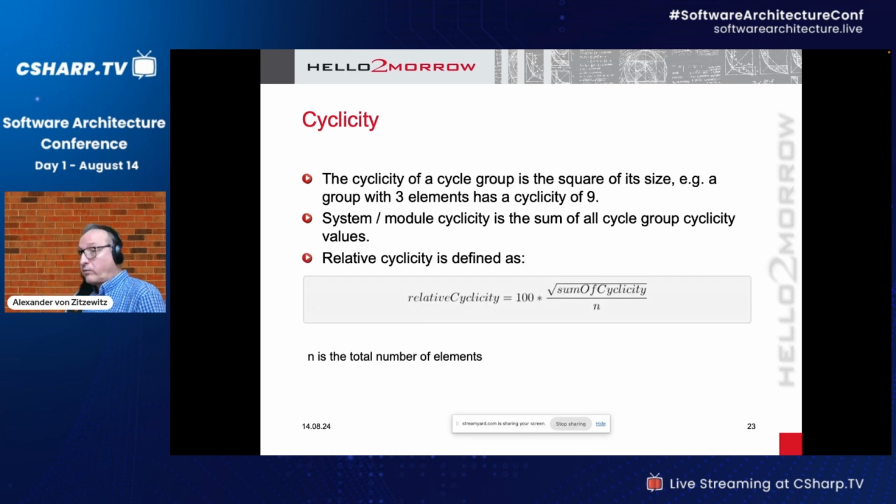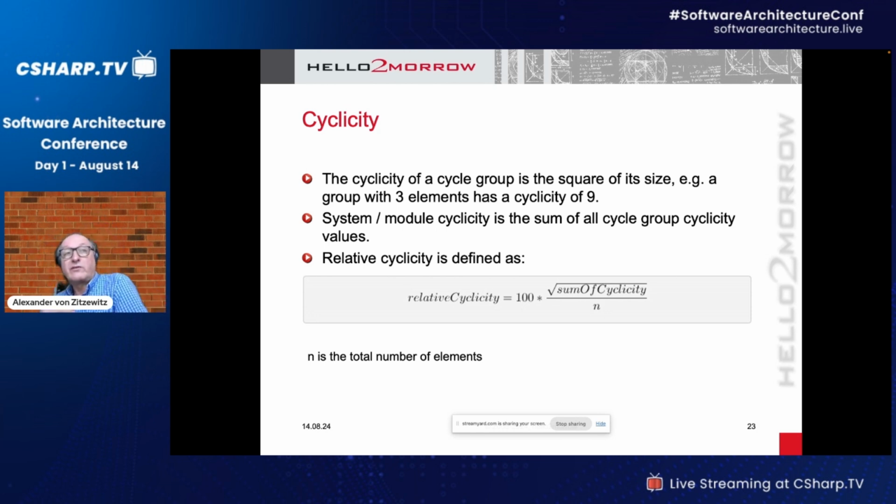Cyclicity is a very simple metric. If you have a cycle group of 3 elements, its cyclicity is 9. If you have a cycle group of 10 elements, its cyclicity is 100. So it's the square of its size. Very simple. Now we can add up the cyclicity for all cycles inside a module or inside of the whole system, and then you get a sum of cyclicity. And then you can calculate relative cyclicity for that container, which can be the module or the whole system, or it could even be a package, as the square root of the sum of cyclicity, divided by the number of elements, multiplied by 100.